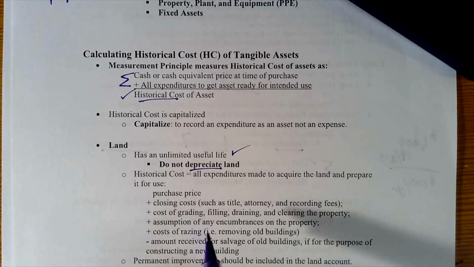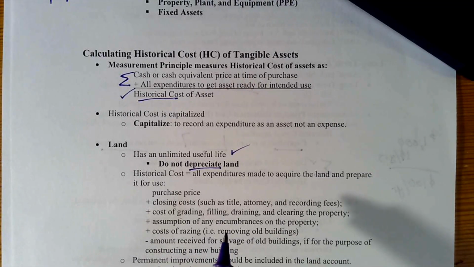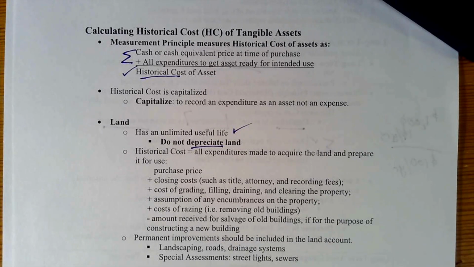Well, it's the original purchase price, then any legal costs that might be involved. Closing costs, costs of grading. Closing costs, those are kind of legal things. And then anything to get the land ready: grading, draining, clearing the property. Encumbrances, that means if you bought it and it had a lien on the property, you would assume the lien. Taking anything down that's on the property, like an old building. But you could take this building down and probably sell some of the material for salvage. Well, that's going to offset the cost.